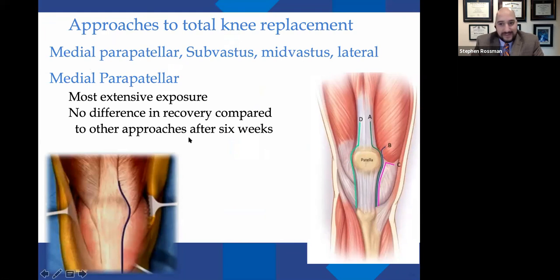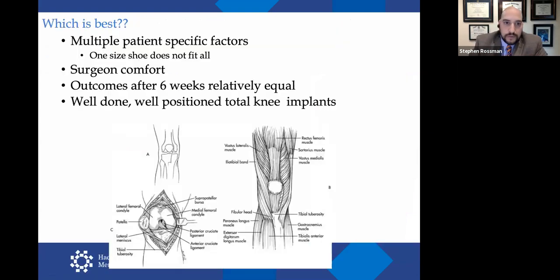And just like in the hip, there are positives and negatives to all of them, and it really comes down to the surgeon. The most common is the medial parapatellar approach, and it is the most extensive exposure. There's, again, no difference in recovery. Some minimally invasive or other techniques are out there. The real downside of them is that you're working through such a small hole, they have a high risk of placing the implants improperly. Again, there are risks and benefits to everything that we do. Just like I said, one size does not fit all, and pretty much trust your surgeon, okay?